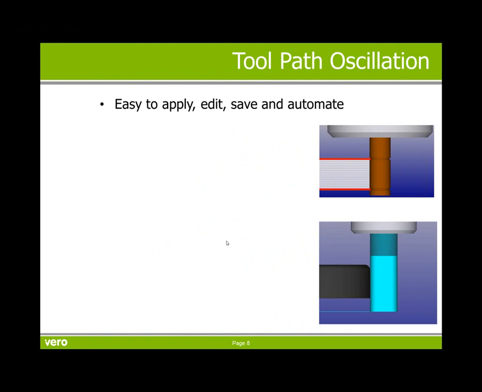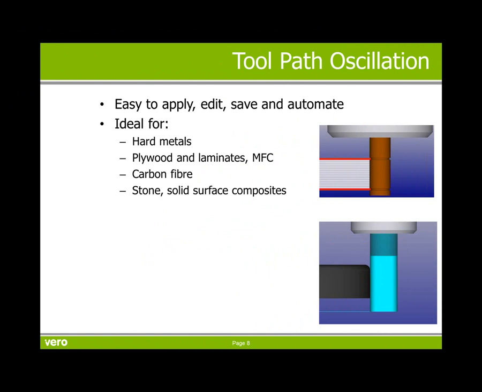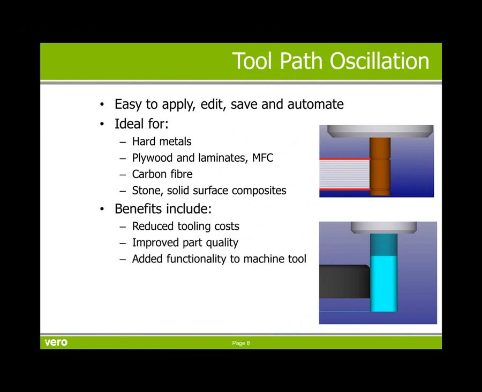Toolpath Oscillation is easy to apply, edit, save and automate. It's ideal for hard metals, plywood and laminates, MFC, melamine paste chipboard, carbon fibre panels, stone and solid surface composites. Benefits include reduced tooling costs, improved part quality and added functionality to your machine tool.